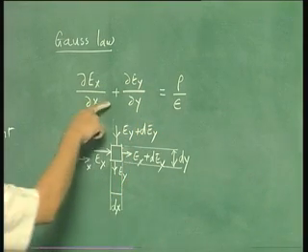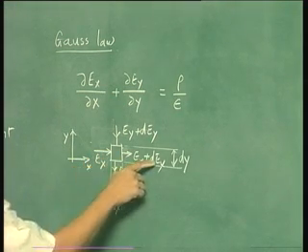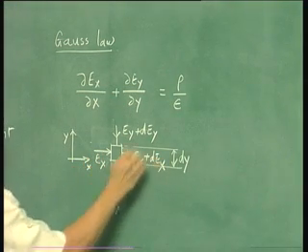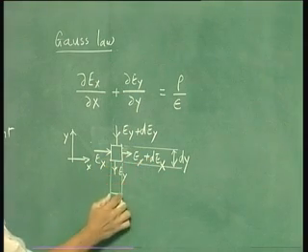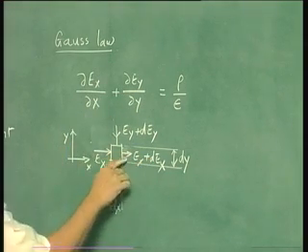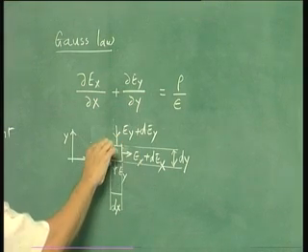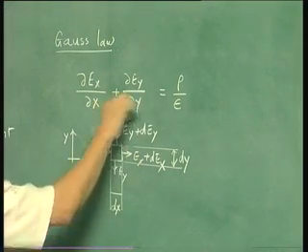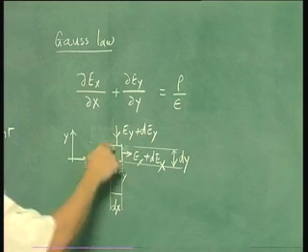Now you see what this equation says: the change in the electric field here, that is this increment dEx by this dx, plus the increment dEy by this distance dy, equals rho by epsilon. Rho is the space charge here.